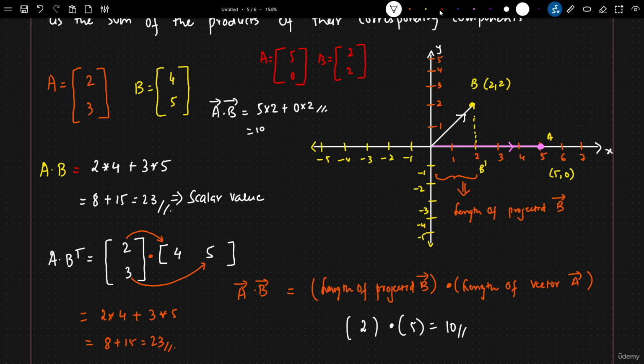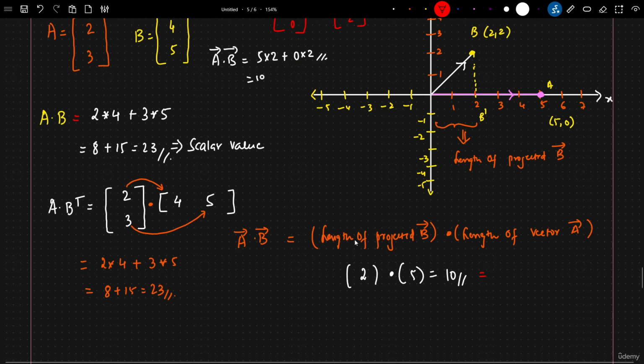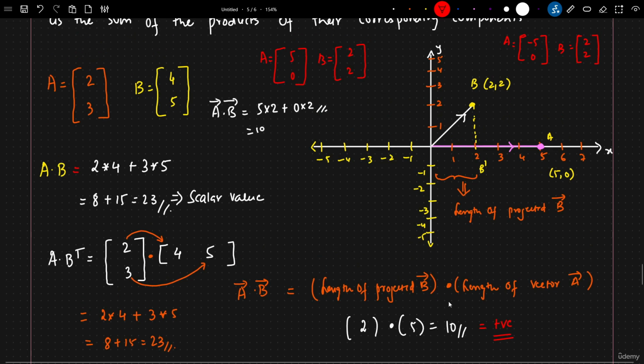This time I will take minus 5, 0. Let's say my A over here is minus 5, 0, and my B over here is 2, 2. Now understand one thing: the dot product of this is a positive value. Why is it a positive value? Imagine this scenario. Once I did the projection, you could see that this vector is also pointing in this direction, right? Once we project this vector onto this vector, the direction is the same, right? When the direction is the same, the value is going to be positive.